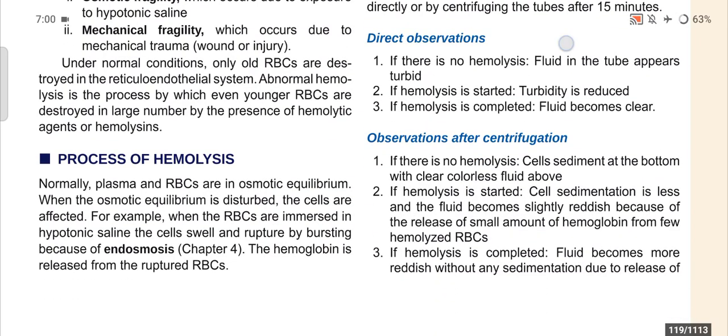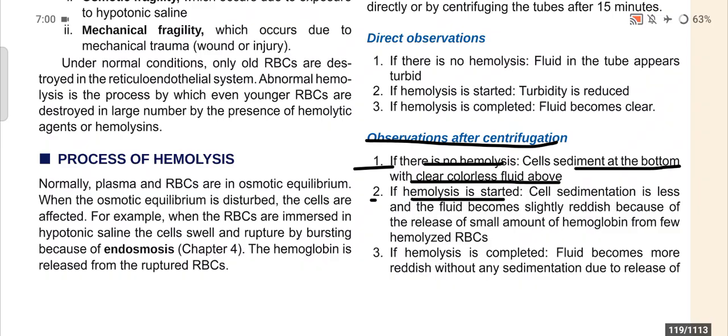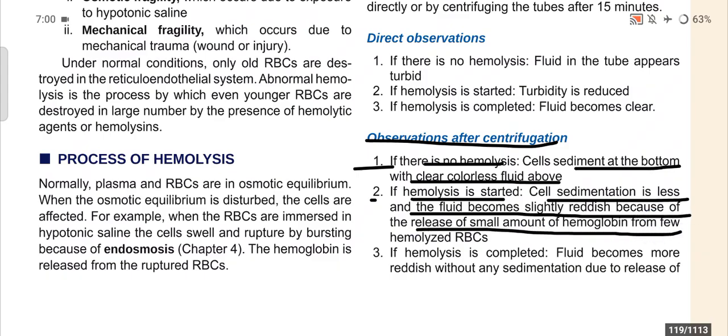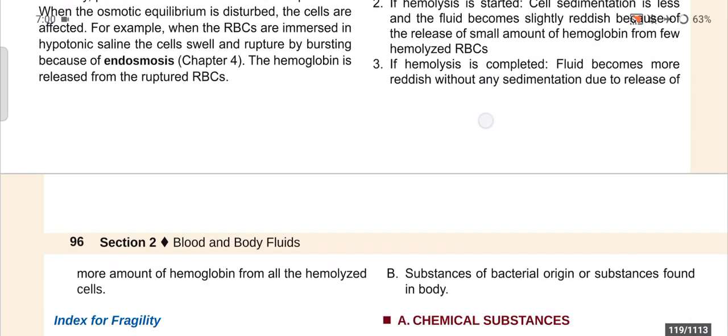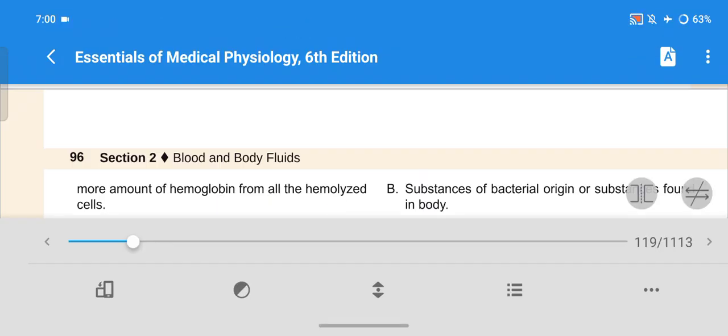Now, observation after centrifugation. In the first point, if there is no hemolysis, the cells sediment at the bottom with clear colorless fluid above. Second point, if hemolysis started, the cell sedimentation is less and the fluid becomes slightly reddish because of the release of a small amount of hemoglobin from a few hemolyzed RBC. And third point, if hemolysis is completed, the fluid becomes more reddish without any sedimentation, due to release of more and more hemoglobin from all the hemolyzed cells.